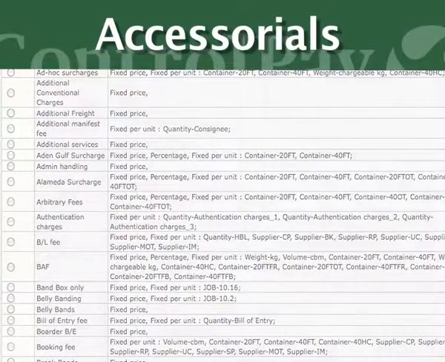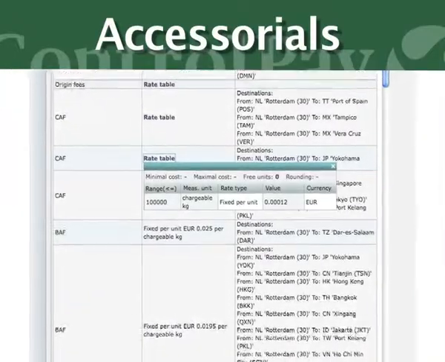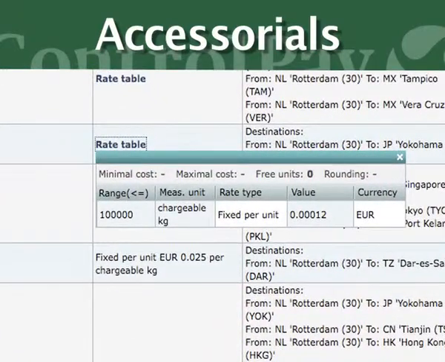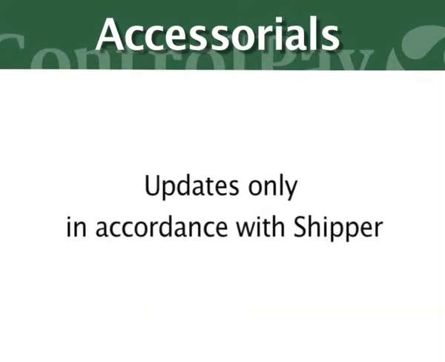Accessorials can be fixed fees, percentage-based, or even contain their own rate table. Some charges remain fixed for the duration of a rate agreement, while others require updating on a periodic basis. Accessorial update procedures are always established in accordance with the shipper.